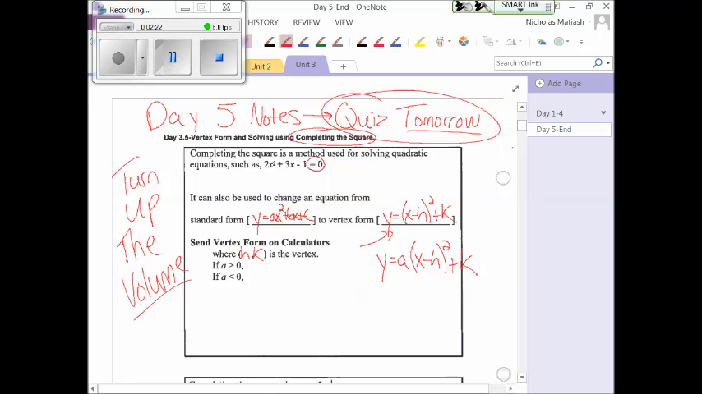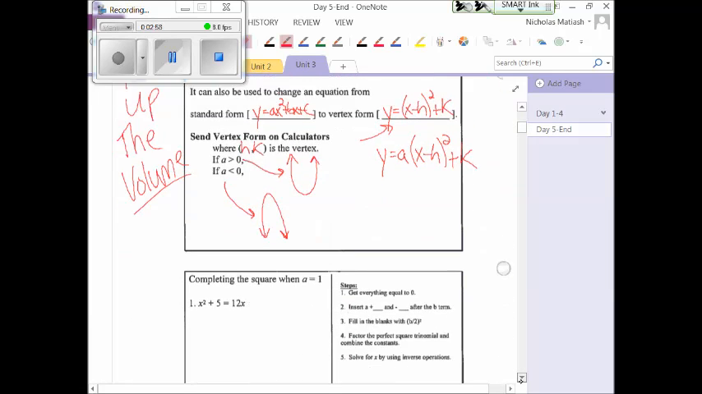If a is greater than 0, that means it's positive, and your graph will look like this. If a is less than 0, or negative, as we saw before with the standard form, it just flips it upside down. Things to think about as you're working through this. Again, you guys have done this before. We're going to use it today to solve, so figure out what x is equal to if the equation is equal to 0. You'll also see it in terms of figuring out what the vertex form is, and then also what the vertex itself is. So there's that little introduction.